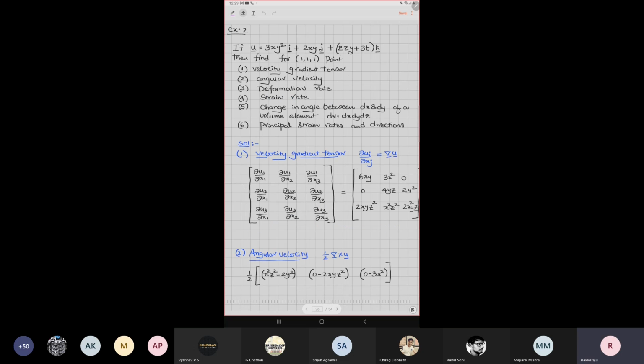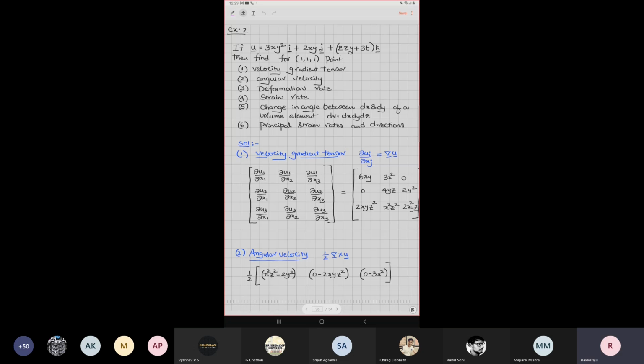Okay. Now, let us look at another example. Here, I'm going to ask you many things, like, can I calculate the velocity gradient tensor, angular velocity, deformation rate, strain rate, and what is the change in angle between a fluid element having this dx, dy, and principal strain rates and directions.